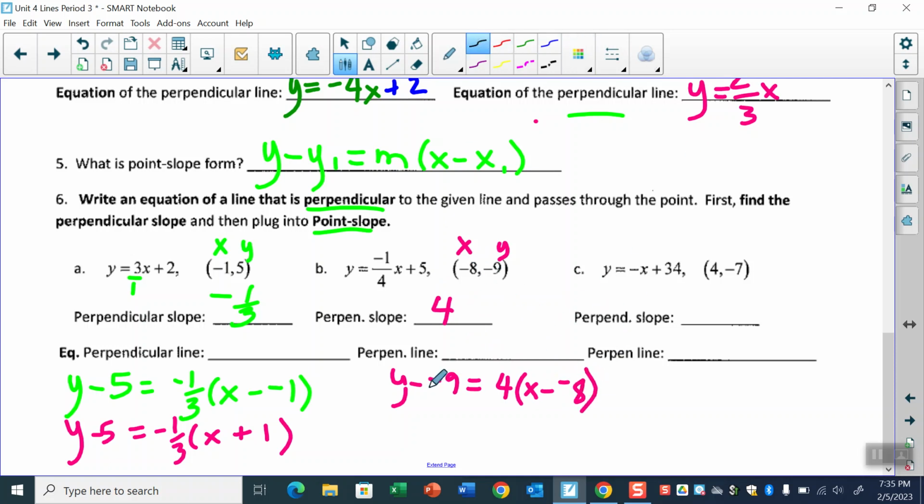Okay, and now I'll simplify that. Minus a minus is plus.